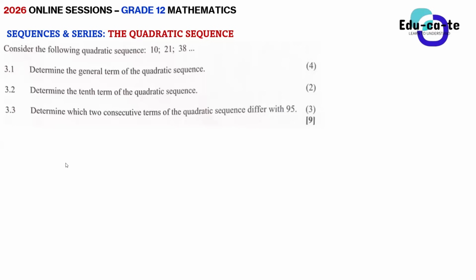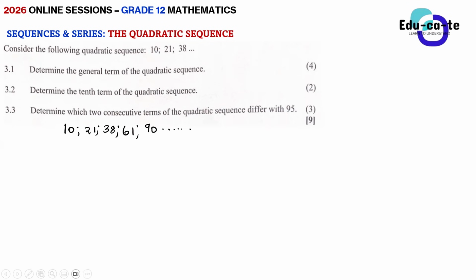term, let us just rewrite our quadratic sequence as 10, 21, 38. Let me just add a bit more terms so that this is a bit easier to handle: 61, and then lastly 90. Cool.